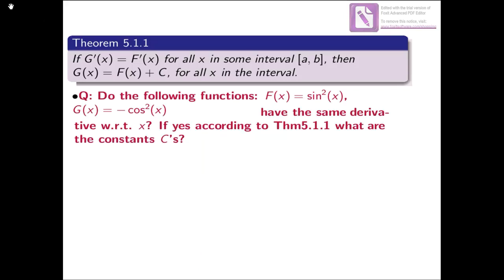So here we have Theorem 5.1. If g prime of x is equal to f prime of x for all x in some interval (a, b), then g of x is equal to f of x plus c for all x in the interval.